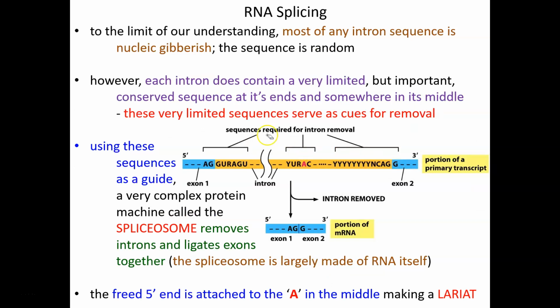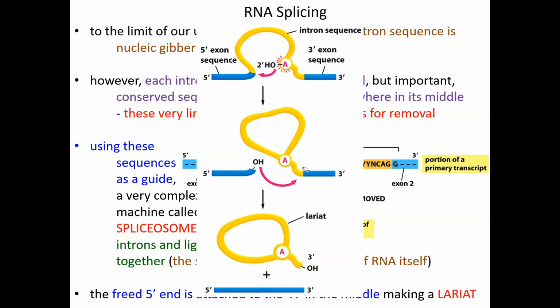All that we need to know is that when we cut the intron at the 5' end and we join that to the middle, we're actually joining that 5' end of the intron to an adenine in the middle of the intron, and that forms what we call a lariat. So here's the image we want to know for this class. Again, the exon is in blue, the intron here is in yellow.